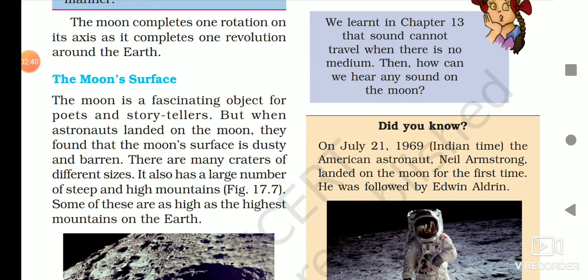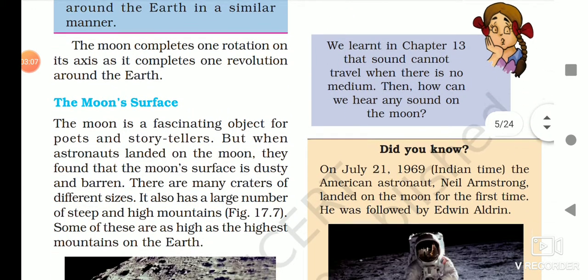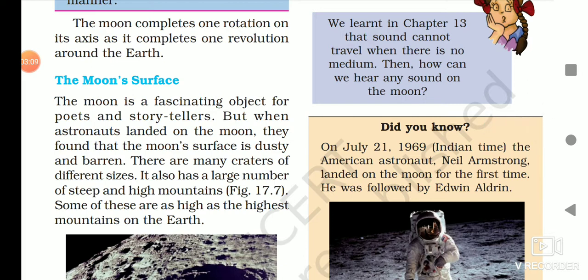But it is so thin and its density is so low that no sound can be heard on the surface of the moon. So, can you hear any sound on the moon? No, it can't be heard because of the very thin atmosphere. We learned in chapter 13 that sound cannot travel when there is no medium. Then how can we hear sound on the moon? So it is not possible to hear any sound on the moon.